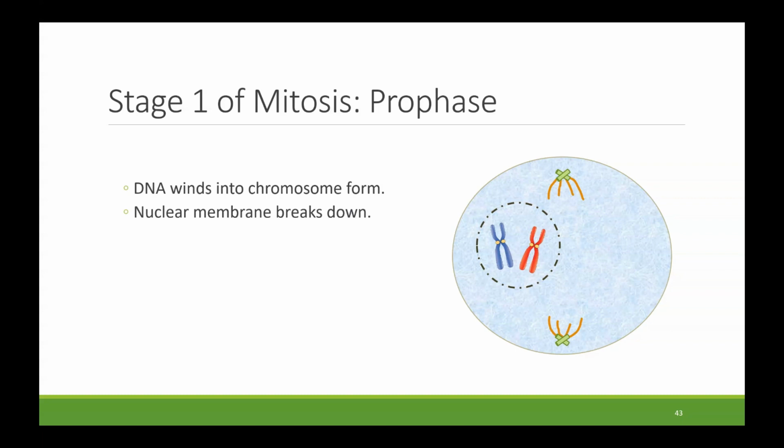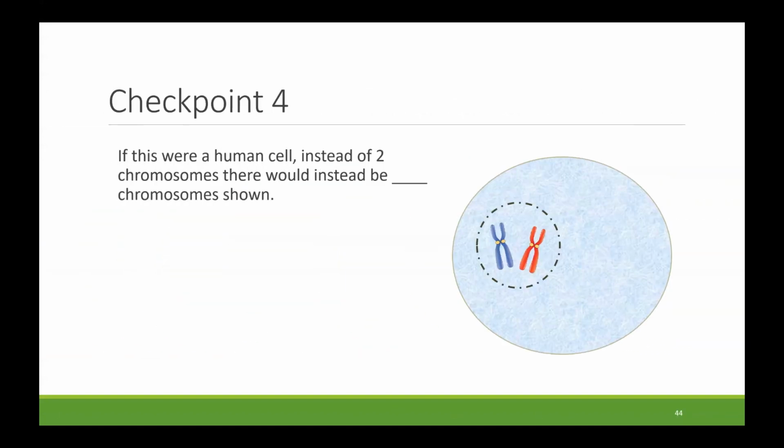Now, as we walk through this example, we are just going to show one pair of chromosomes for the sake of simplicity, but remember that the number of chromosomes is often much, much higher than just 2 chromosomes. So in this checkpoint, tell me, if this were a human cell, instead of 2 chromosomes, there would be how many chromosomes shown?